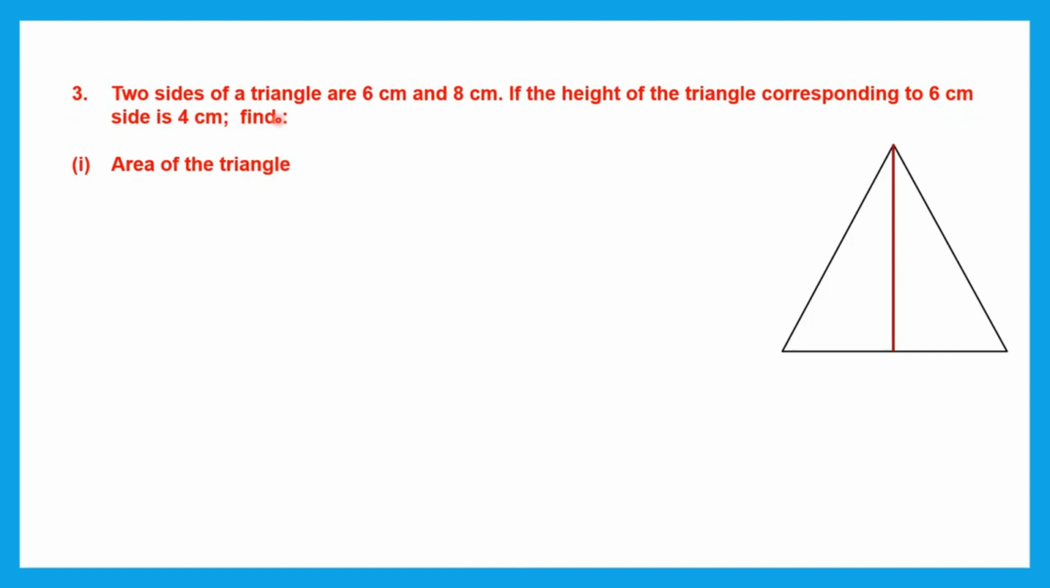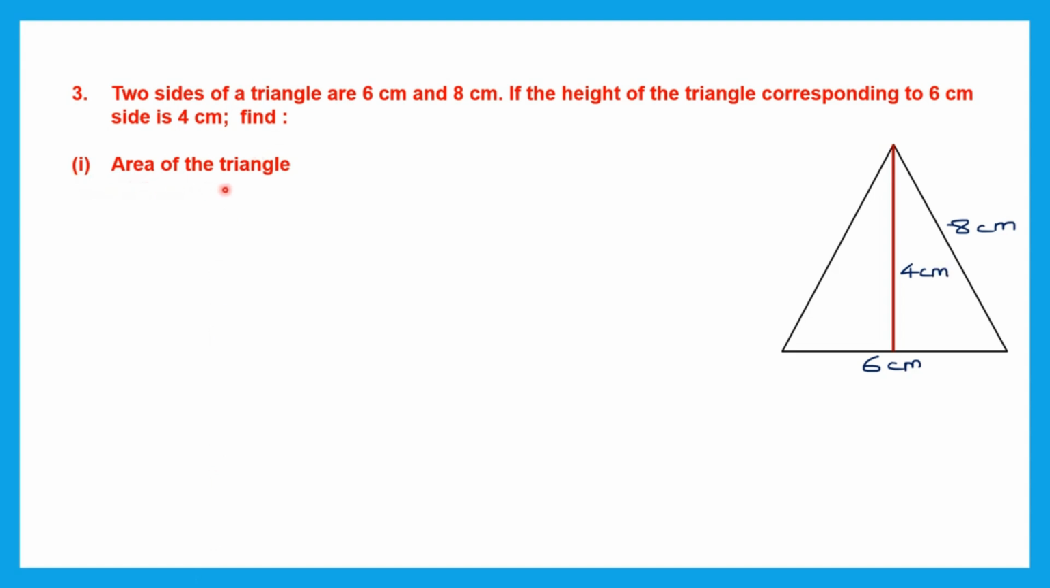Question 3. Two sides of a triangle are given to us, 6 centimeters and 8 centimeters. So let's take this as 6 centimeters and this as 8 centimeters. Two sides are given to us. If the height of the triangle corresponding to the 6 centimeters side is 4 centimeters, okay, so the height of the triangle corresponding to this side, corresponding means starting from the opposite vertex, this is the height and this is 4 centimeters given to us, then we have to answer two questions.